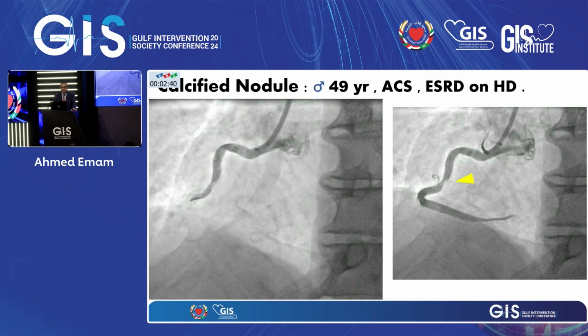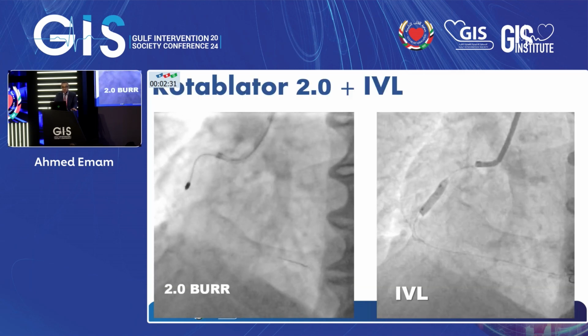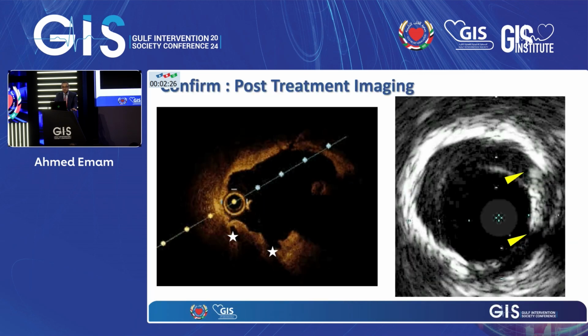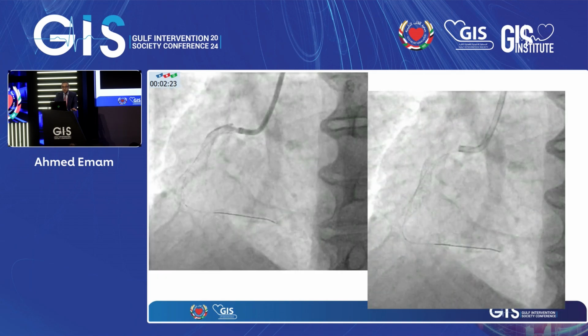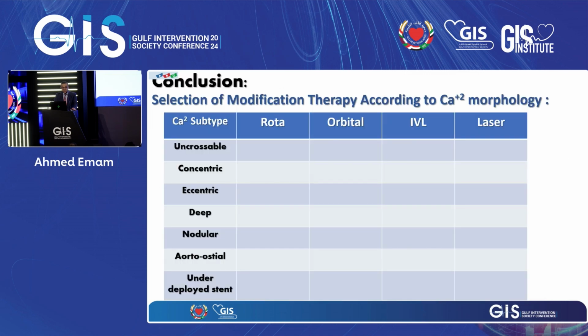So this is another case, 50 years old, presented with acute coronary syndrome. In this case, we did intravascular imaging, a very big artery. That's why we went ahead and used the burr, followed by IVL. This is the confirmation after the treatment, and this is my final result. So for the calcified nodule, atherectomy and IVL are both options. As tips for the atherectomy device, proper device selection is very important because this will affect the response to therapy. Rotatripsy or orbitotripsy can be considered in this case.